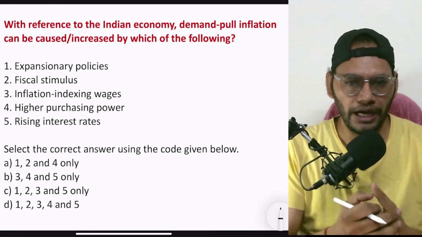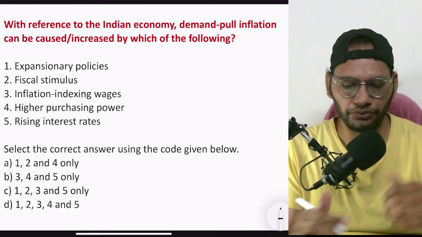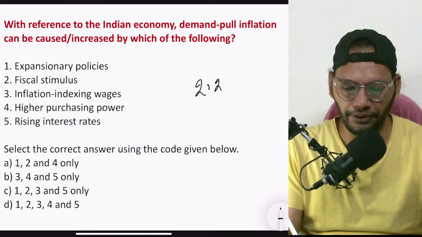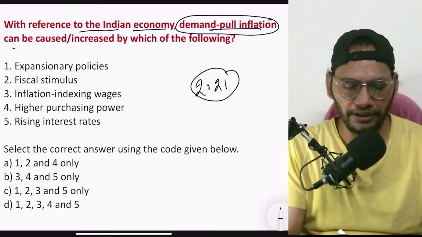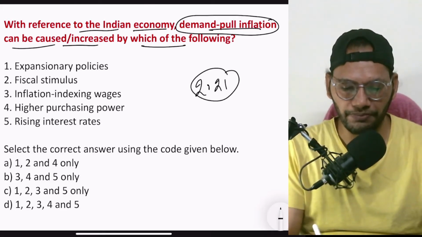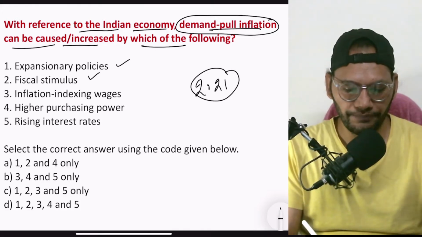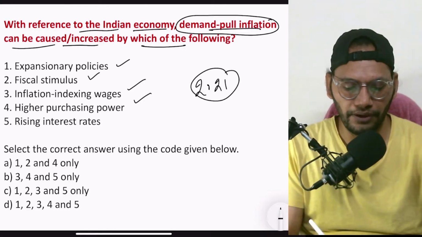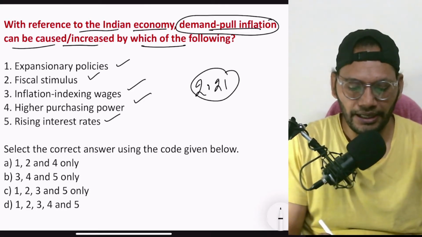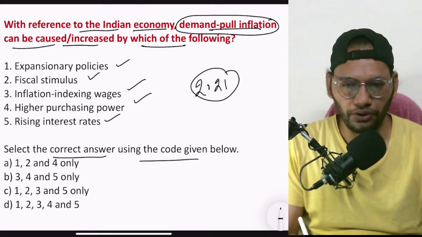In this video, we are going to discuss an economic question. This question was asked in 2021 UPSC Prelims with reference to the Indian economy. Demand pull inflation can be increased by which of the following? 1. Expansionary policy, 2. Fiscal policy, 3. Inflation indexed wages, 4. Higher purchasing power, 5. Rising interest rate. Select the correct answer using the code given below.